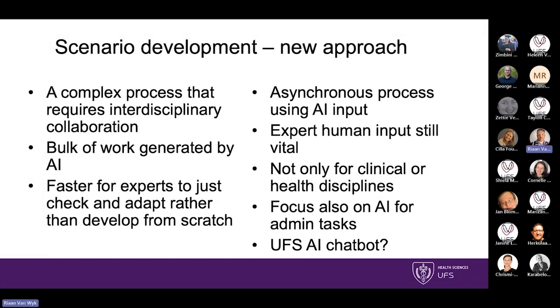So what I hope to achieve with this new approach is... the process of writing the scenario across disciplines, across departments, across different schedules and rosters is still complex. But with the help of AI, we could reduce the amount of work that we need to generate from scratch each time, because it's much faster for experts to just check and adapt rather than develop everything from scratch each time. It's still the asynchronous process where I do a little bit on my side, they change it and make it a little better.